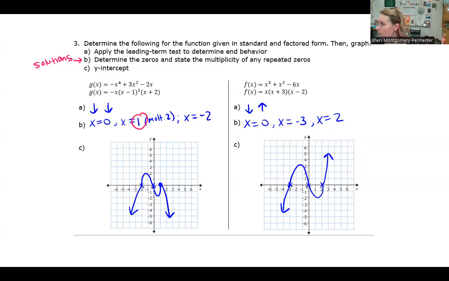How are we doing so far with graphing? It's pretty easy. Graphing polynomials is easy. Once you mark your graph, you just weave through.